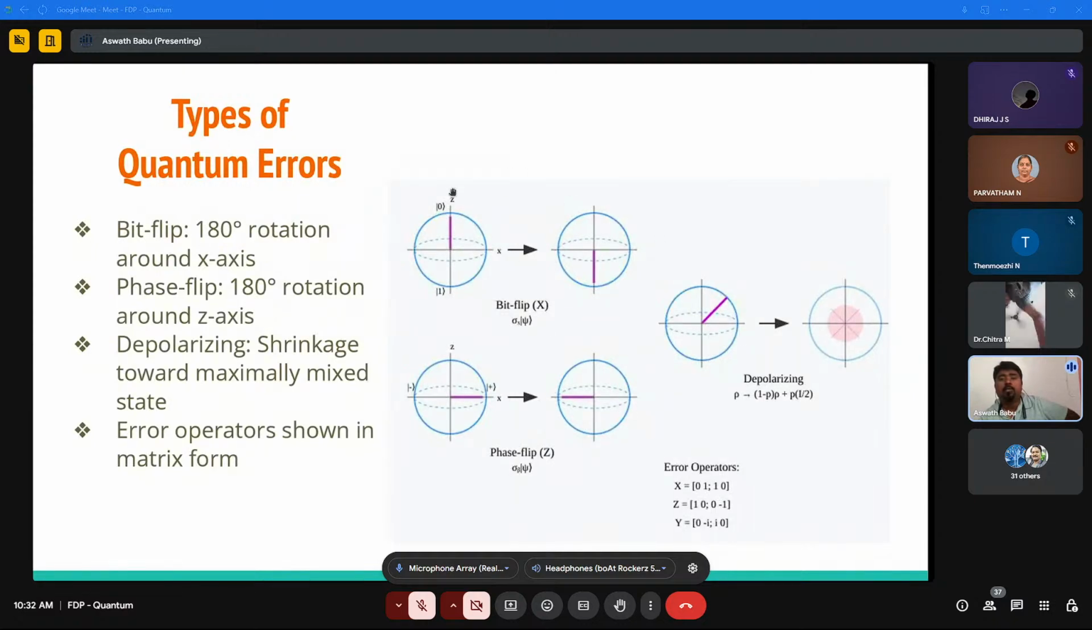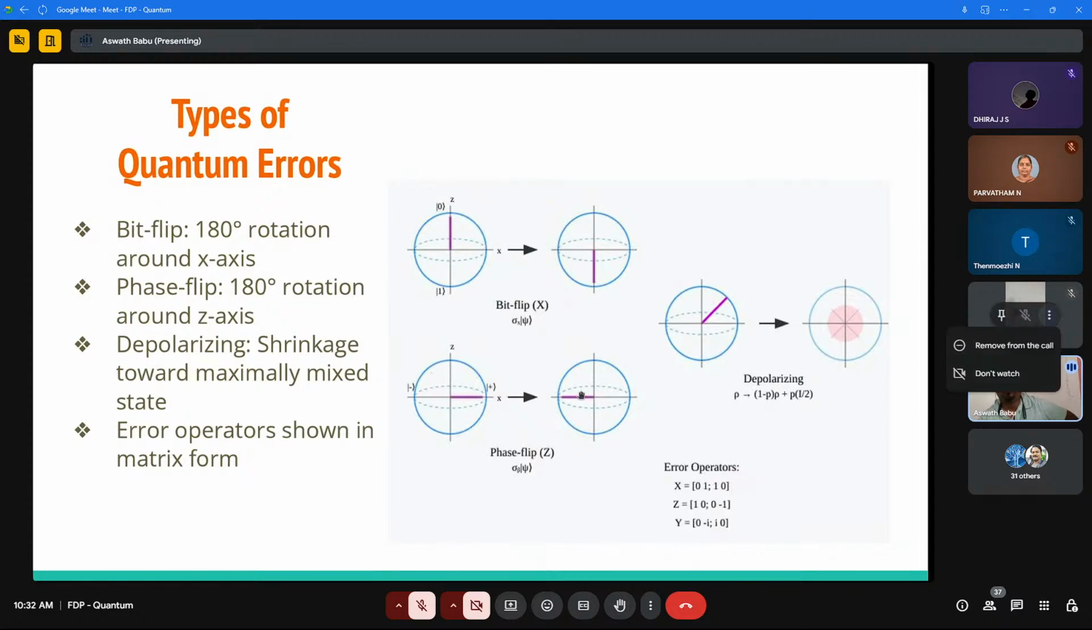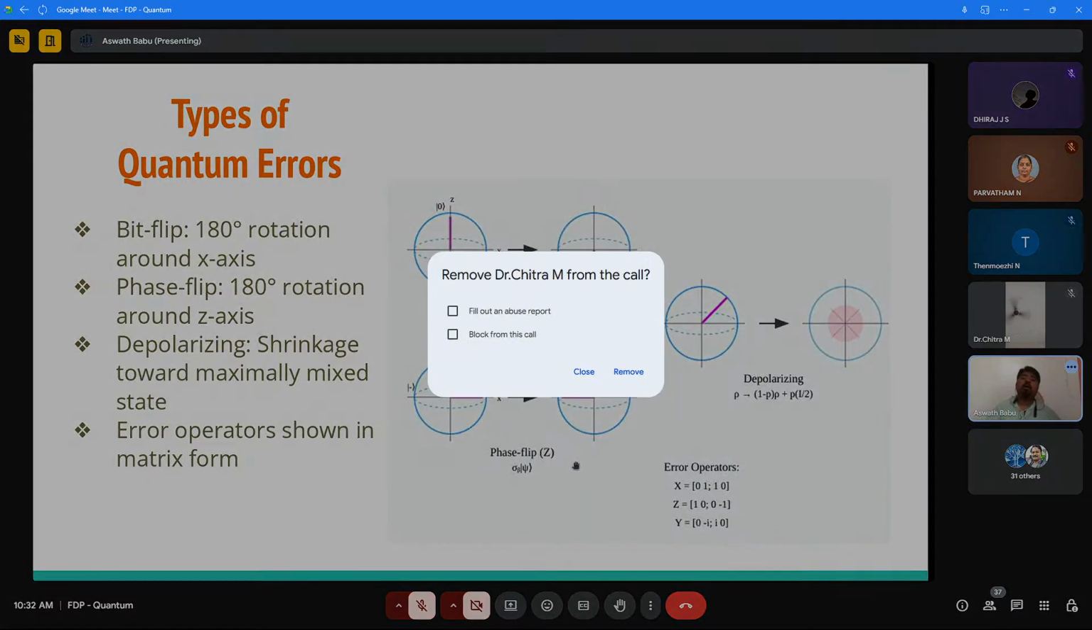So on the top I showed you a bit flip error, from positive z-axis to negative z-axis, the quantum state getting rotated. In the second case, a phase flip means the quantum state projecting towards the positive x-axis gets flipped to the negative x-axis. In that way, an error comes into the picture. And there is one more error, called a depolarization error.